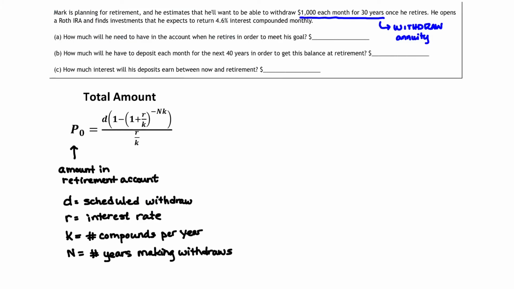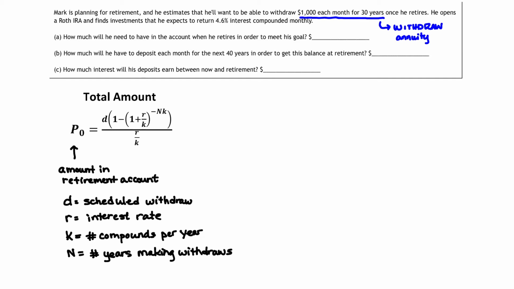So let's recall now. Our problem is we want to determine how much we're going to need in our account when Mark retires in order to meet his goal. And our formula, copied over from that formula sheet, says as follows, that P sub 0, or the amount in our retirement account, will be equal to D, which is our scheduled withdrawal, times the quantity of 1 minus 1 plus R over K raised to the minus NK all over R over K.